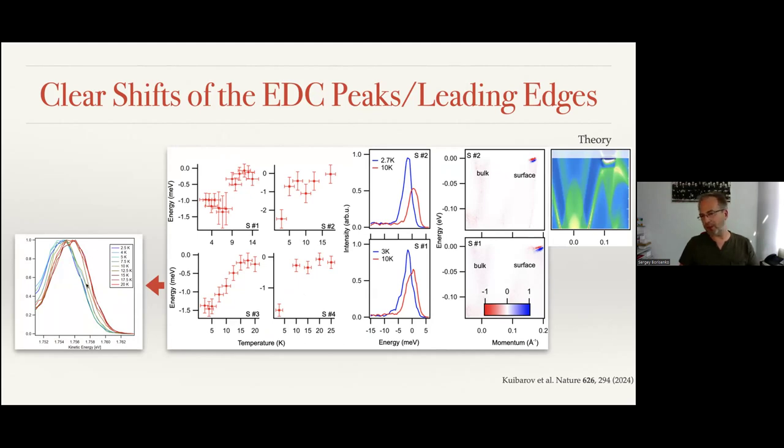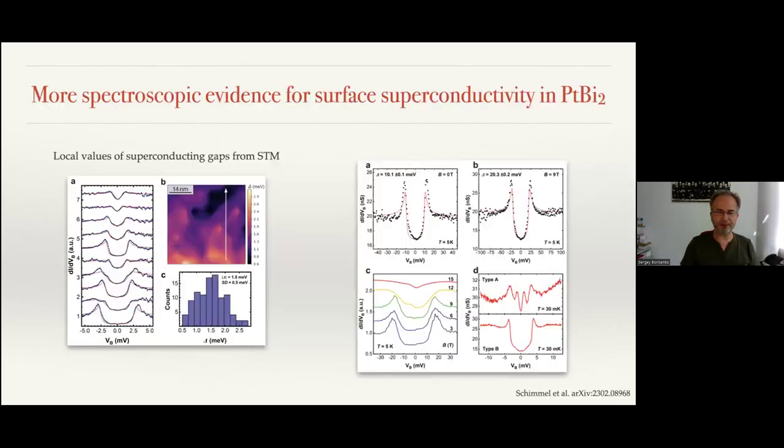It's not big, it's a couple of millielectron volts, but this indicates the opening of the superconducting gap. And from these plots, one could roughly estimate the critical temperature. So there were around 10 kelvins for one surface and around 7 kelvins for another surface. They turned out to be slightly different.